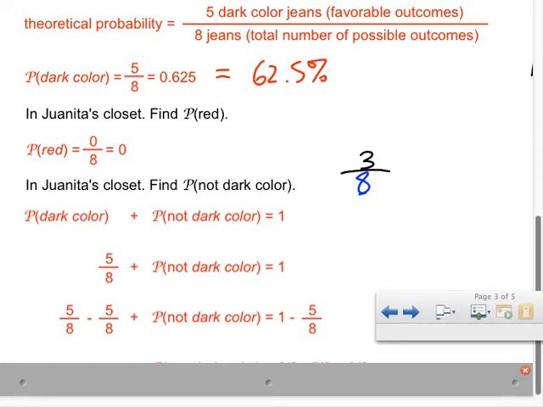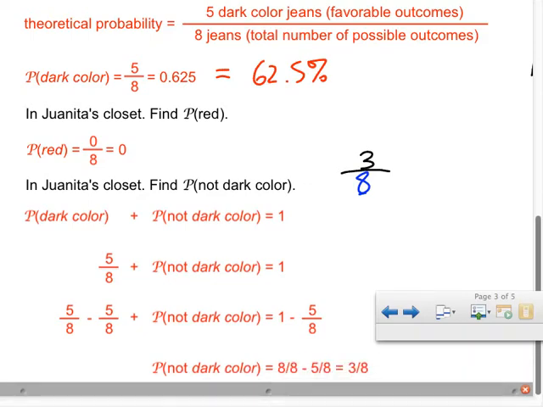Now, I wanted to illustrate something, the complement. So if we know what the favorable event is, picking a dark color, picking a light color would be not a dark color. Do you guys see that? So if there's either lights or darks, you could have calculated it another way: 1 minus 5/8 is 3/8. So I just wanted to show you the 2 ways, and I want to relate what we covered earlier with complement. Okay, do you guys understand?